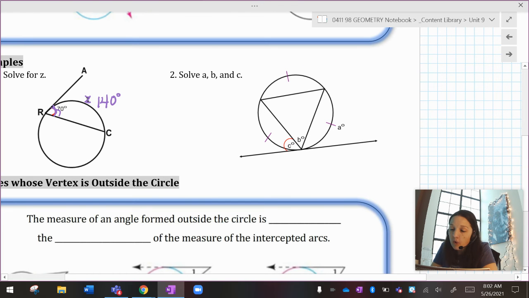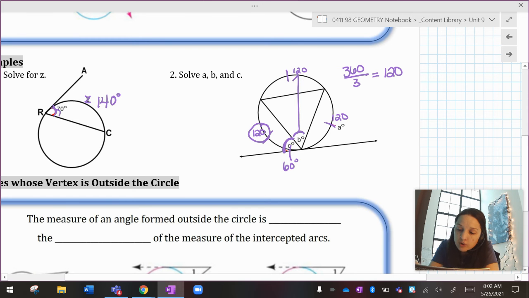Here's another one that says solve for A, B, and C. Well, these little dashes here mean that all those arcs are congruent. Well, there's 360 degrees outside of a circle. If I divide that evenly into 3 parts, it means each of these is 120. So angle C would be half of 120, which makes that 60. Angle B also touches the edge, so it's half of 120. And then arc A is 120.